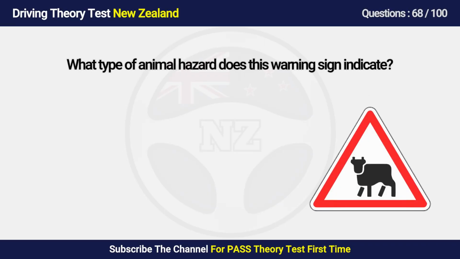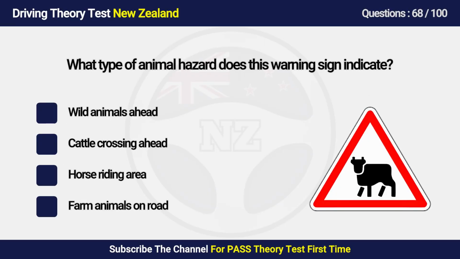Question 68. What type of animal hazard does this warning sign indicate? A. Wild animals ahead. B. Cattle crossing ahead. C. Horse riding area. D. Farm animals on road.